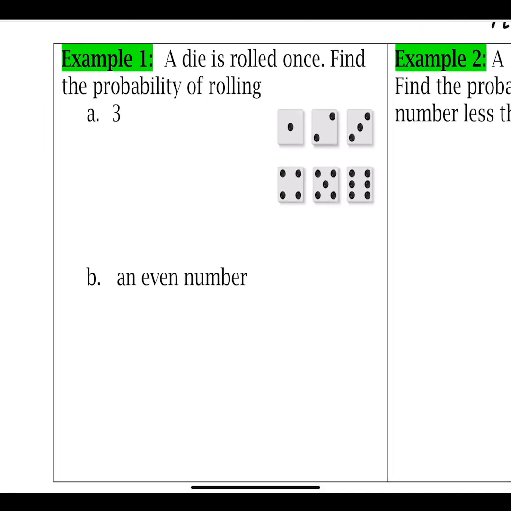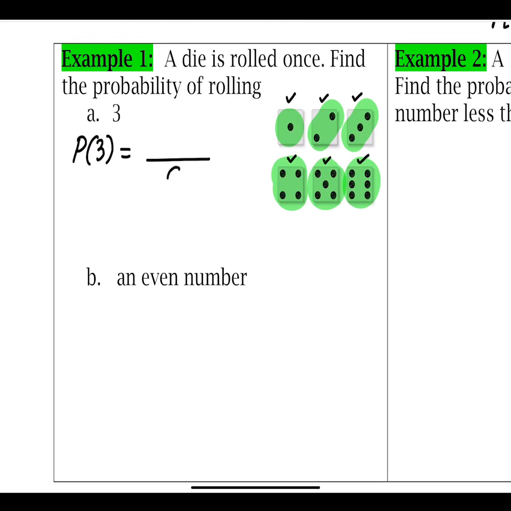A die is rolled once. So you're rolling it once. Find the probability of rolling a 3. So here I have given you all the possible outcomes. You roll a die, you can get a 1, you can get a 2, you can get a 3, you can get a 4, you can get a 5, or you can get a 6, right? So now, every time you calculate your probability, you have to start with the sample space, which is what are my possible outcomes? I can get a 1, 2, 3, 4, 5, 6.